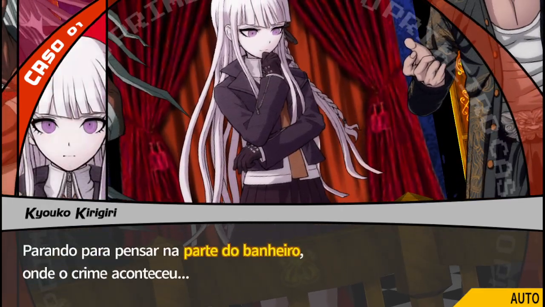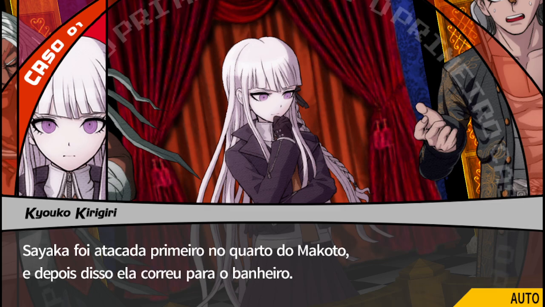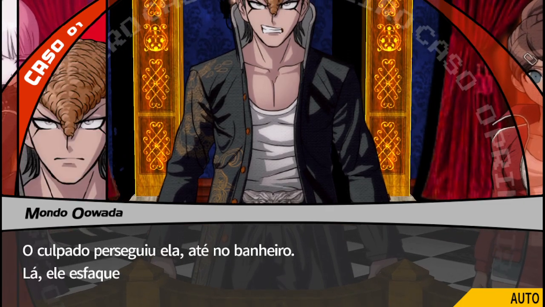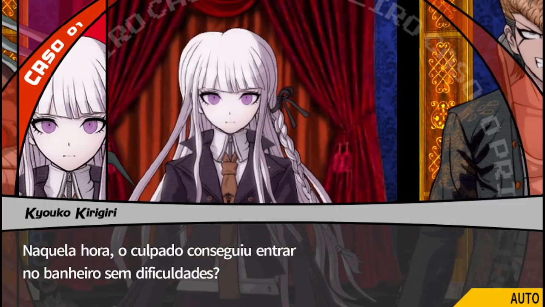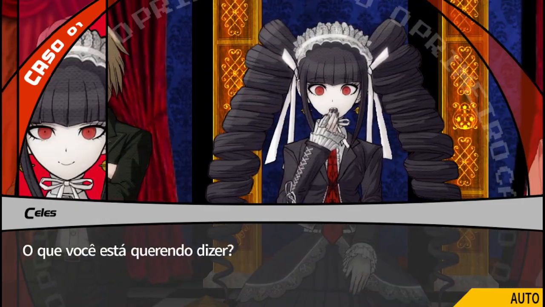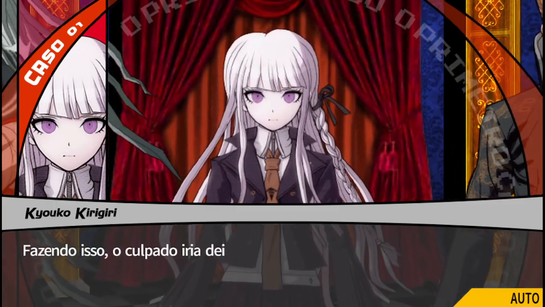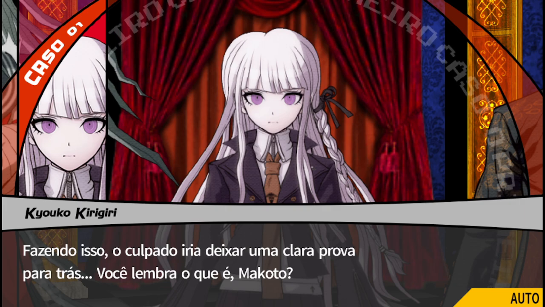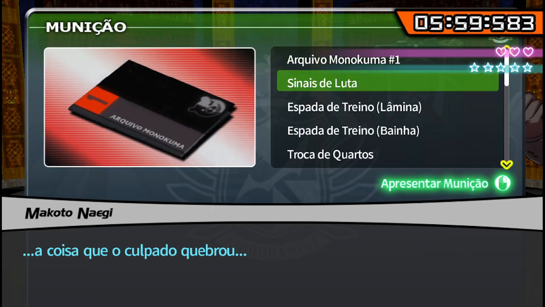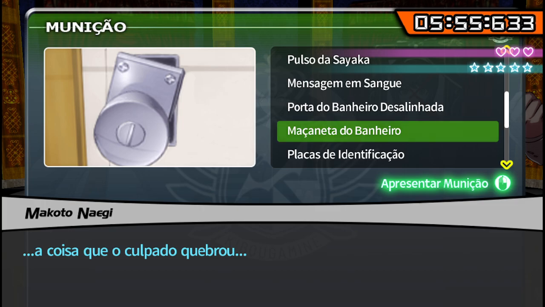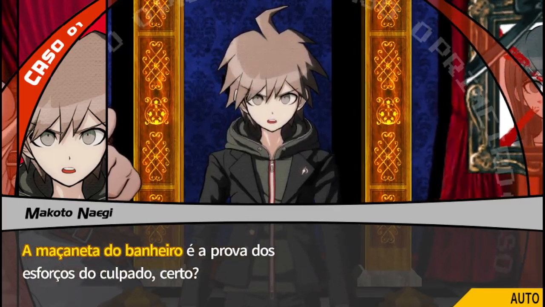Do you remember anything remarkable about the bathroom at the scene? Sayaka was attacked in the main room first, then fled into the bathroom, right? Yeah, then they ran after her, got into the bathroom, and stabbed her. And how did the killer get into the bathroom? Did they have any trouble with it? What do you mean? It's fairly certain that the killer had some trouble getting into the bathroom. There was clear evidence left behind. Do you remember, Makoto? I got it! Evidence that the killer had trouble getting into the bathroom. You're talking about the doorknob, right?